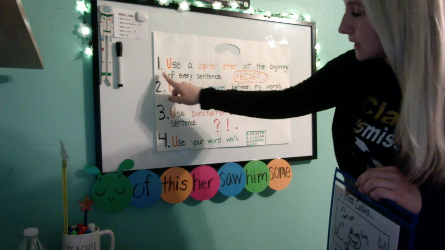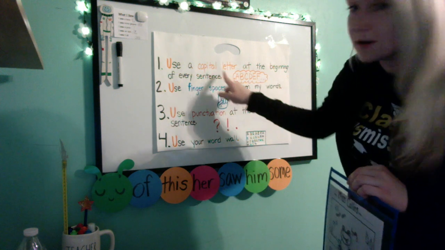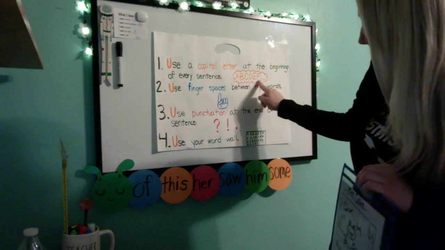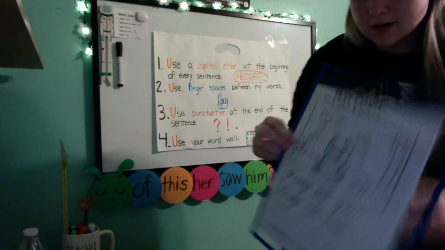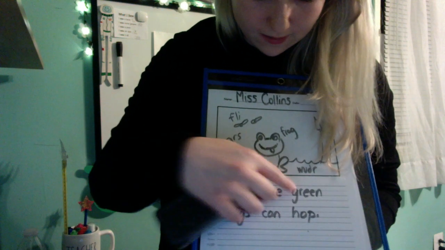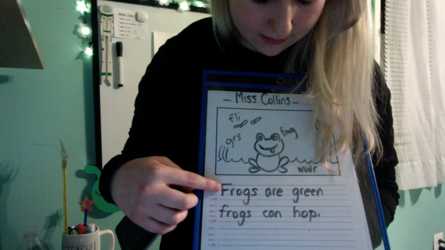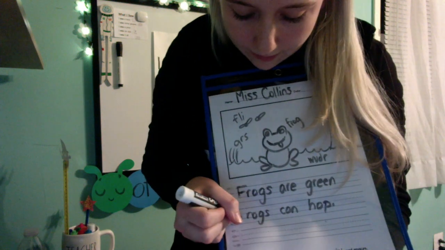So the first one says, use a capital letter at the beginning of every sentence. So your capital letters are the big letters. They're not the little tiny ones. They're the very big ones. So we're going to look at my paper, and let's make sure I use capitals. Let's see, frogs are green. I see my capital letter right here for this sentence. For this sentence, frogs can hop. I didn't use a capital, so I need to fix that. So I'm going to erase it. I'm going to take my marker, and I'm going to write a capital F.